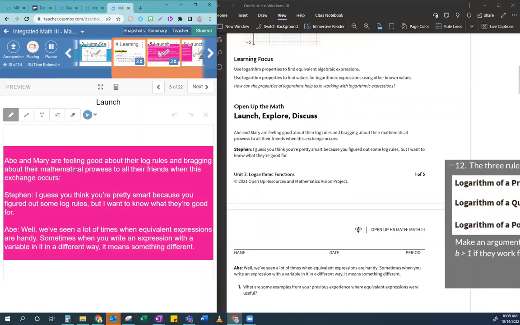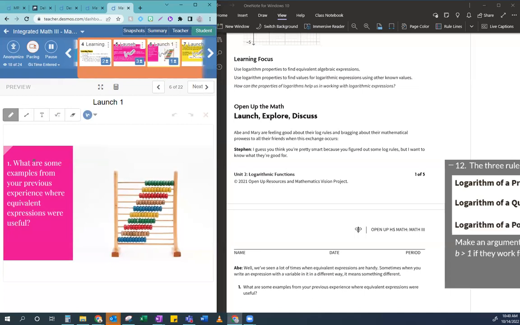So it says Abe and Mary are feeling good about their log rules and bragging about their mathematical prowess to all their friends when this exchange occurs. I know you guys do this, right? I know you guys brag about math. No? Okay. So Steven says, I guess you think you're pretty smart because you figured out some log rules, but I want to know what they're good for. Abe says, well, we've seen a lot of times when equivalent expressions are handy. Sometimes when you write an expression with a variable in it a different way, it means something different.